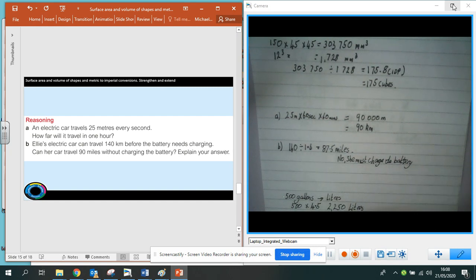So no, she can't travel 90 miles without a charge in the batteries. This is the explanation as to why. By writing down the calculation, you can see why it works. So that's the only explanation that you need. Okay, if you need to write the correction, pause the video and rejoin us in a few moments.